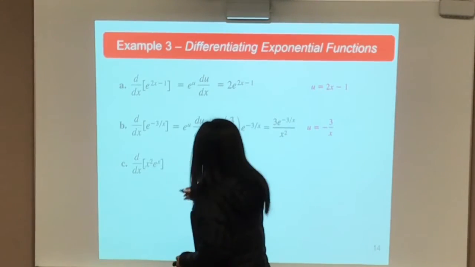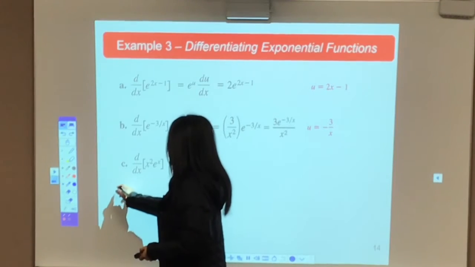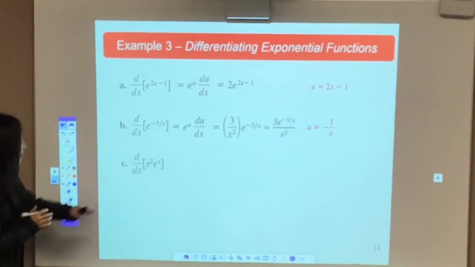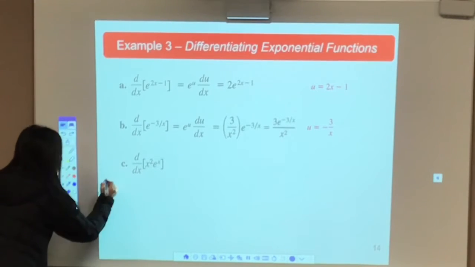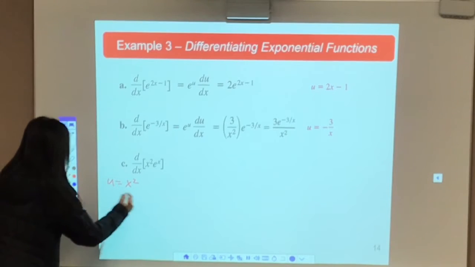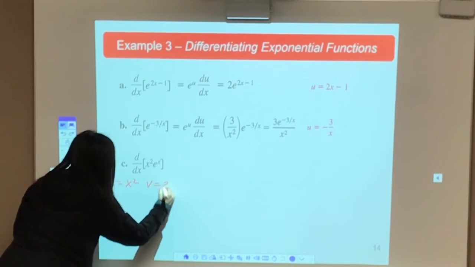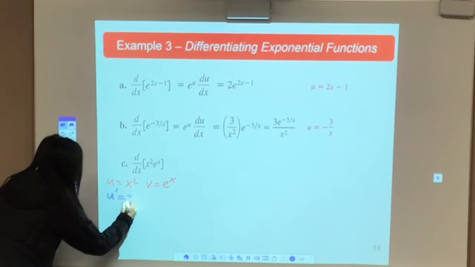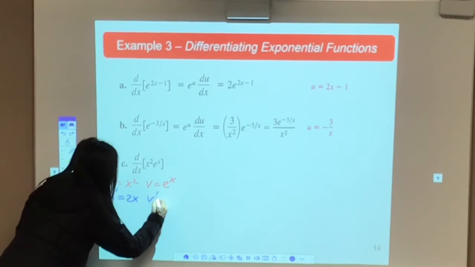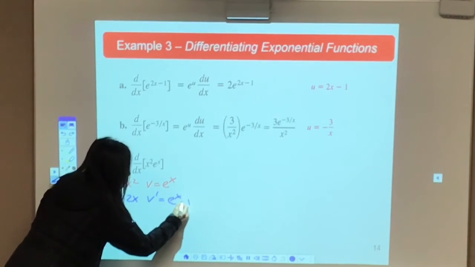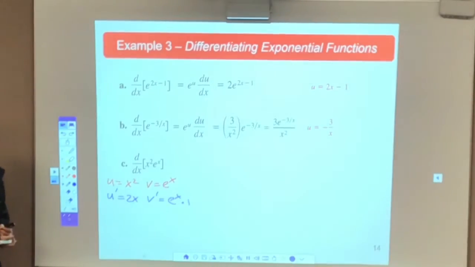So let's write it down. I have so many u and v's. So this time I'm going to use my u to be x squared, my v to be e to the x, my u prime to be 2x, my v prime to be e to the x, and the derivative of x is equal to 1. Is everybody good?